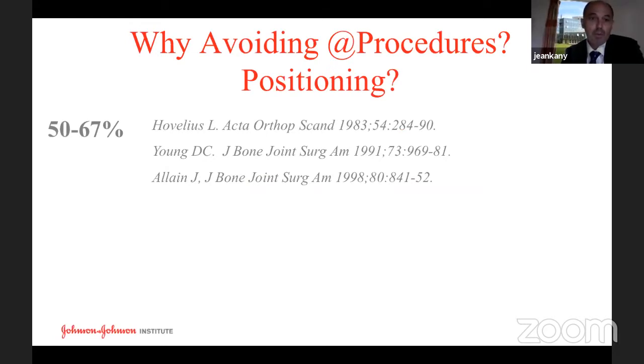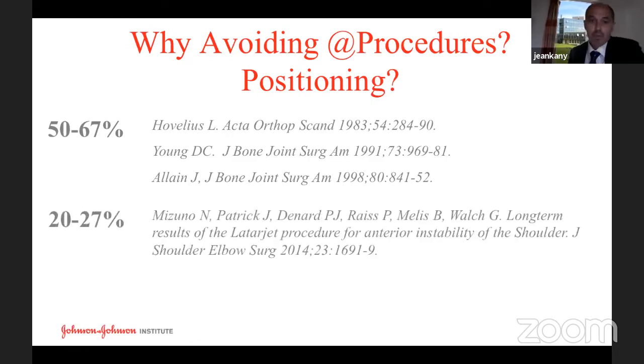But the problem of the positioning is not only because of an arthroscopic procedure. Look at these two papers, Hovelius, Young, and Allen. More than 50% of the positioning were not perfect at this time. And this is the paper of Gill and Walsh. For Gill and Walsh, with an open procedure, the positioning is not perfect in more than 20% of the cases.